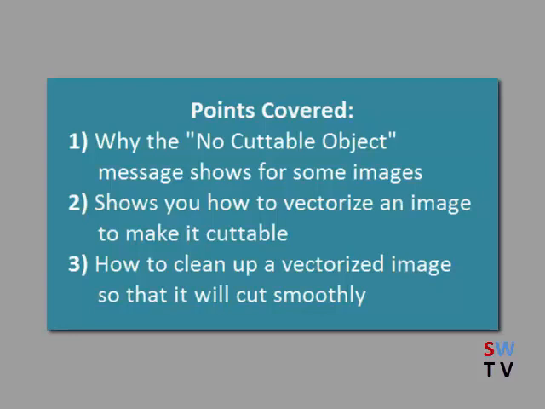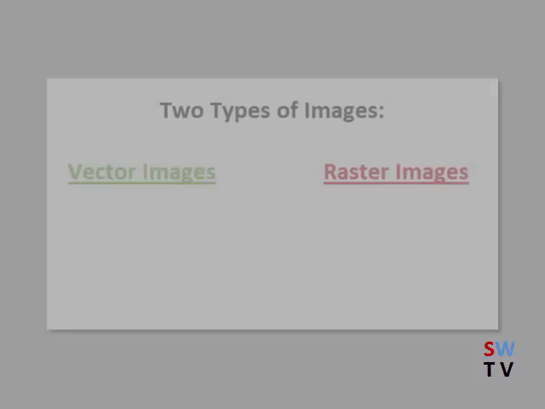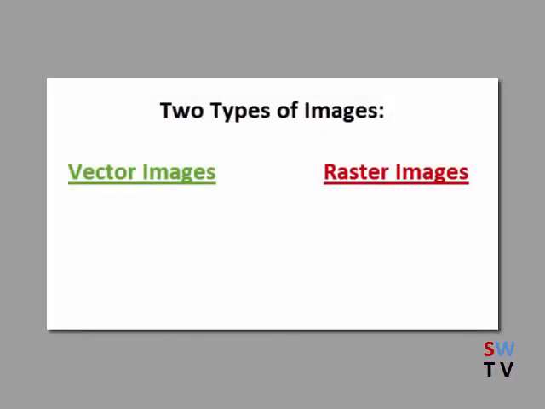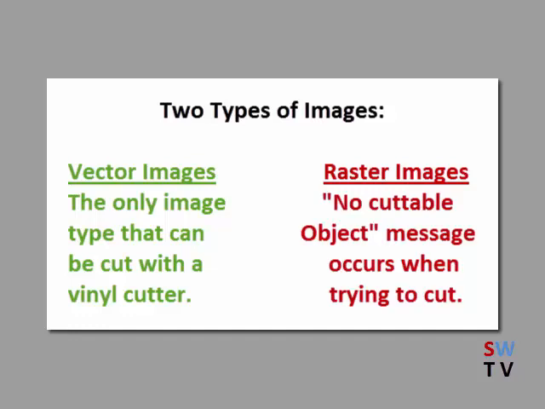With that, let's get started on the first point of why does the No Cuttable Object message show up on some graphics? In the world of vinyl cutting, there are two types of images, vector images and raster images. On a computer screen, these images can look exactly the same, but only vector images can be cut by a vinyl cutter. When we try to cut a raster image, we get the message, No Cuttable Object.